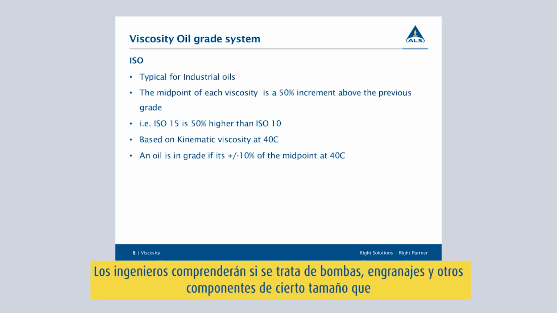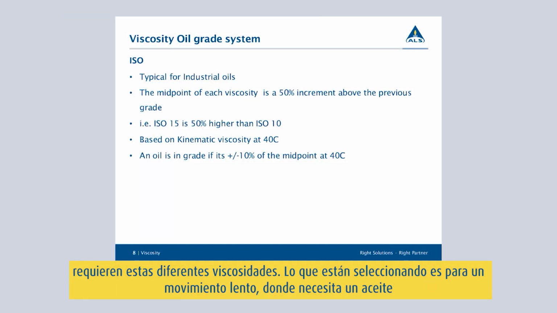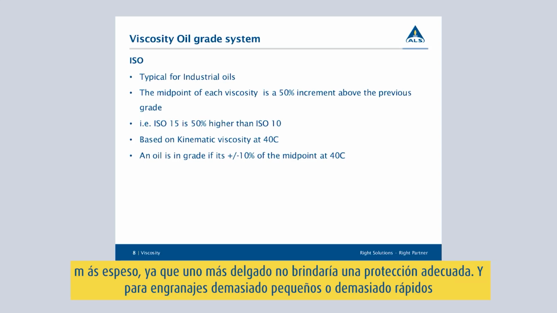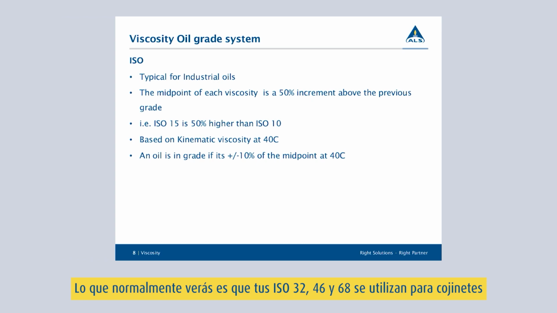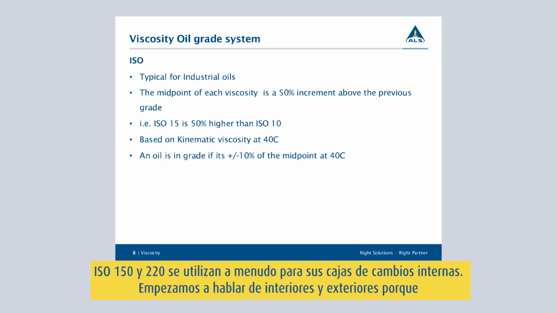Engineers should understand roughly what they're dealing with in terms of pump size, gears, and other components required for these different viscosities. When selecting one, for slow moving gears you want a thicker oil, because oils that are too thin don't provide adequate protection. And for gears that are very small and very fast, you want a thinner oil, like your hydraulic pumps or even oil-filled bearings. So your ISO 32s, 46s, and 68s are used in bearings and hydraulic applications. Your ISO 150s and 220s are often your indoor gearboxes.